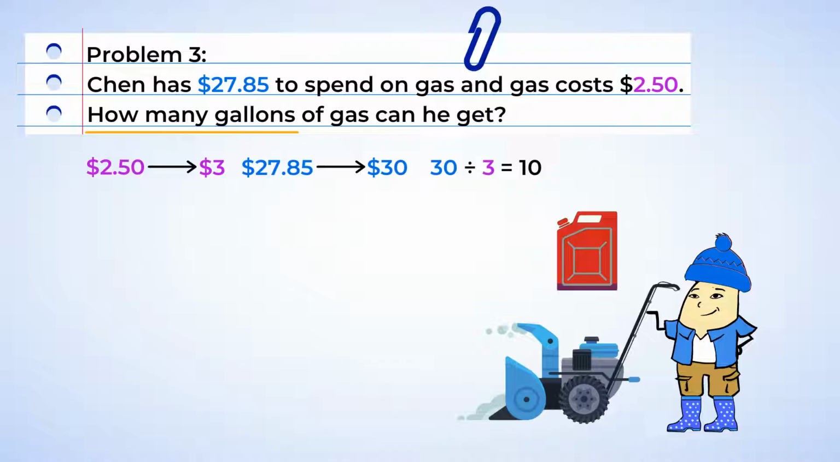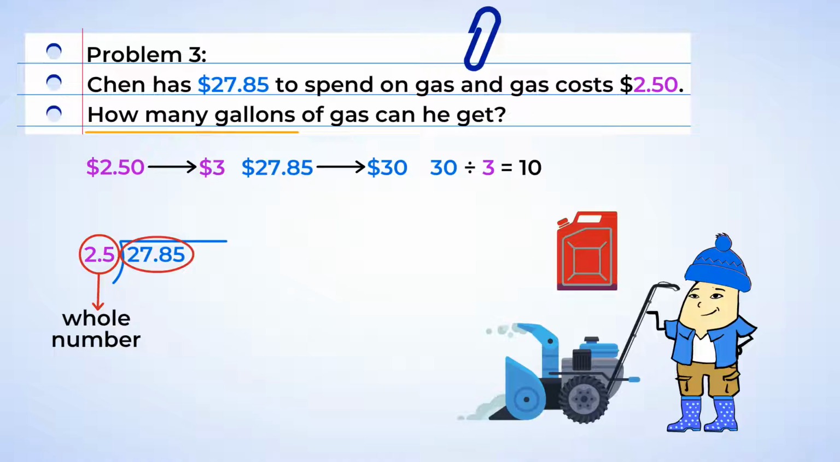And now that we estimated what the answer should be, let's divide and see exactly how many gallons of gas Chen can buy. How many 2 and 5 tenths are in 27? That's a tough question. Now, when we have a decimal divisor, we have to change it to a whole number divisor. And we do that by multiplying the divisor by factors of 10. It's very important to scale up both the divisor and the dividend to keep the same relationship between the numbers.